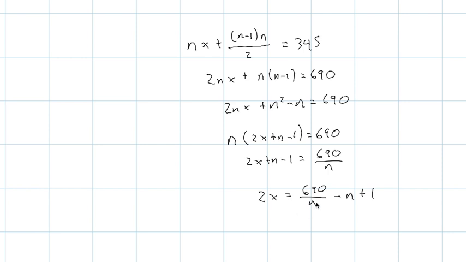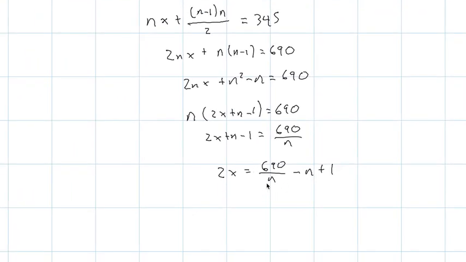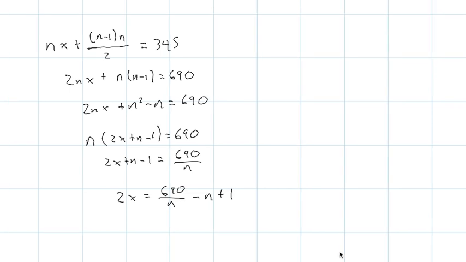So we know that n must be a factor of 690, and the number of possible values of n will be the same as the number of possible values of x. So we can find the prime factorization of 690, and that'll help us. So prime factorization of 690 is this.